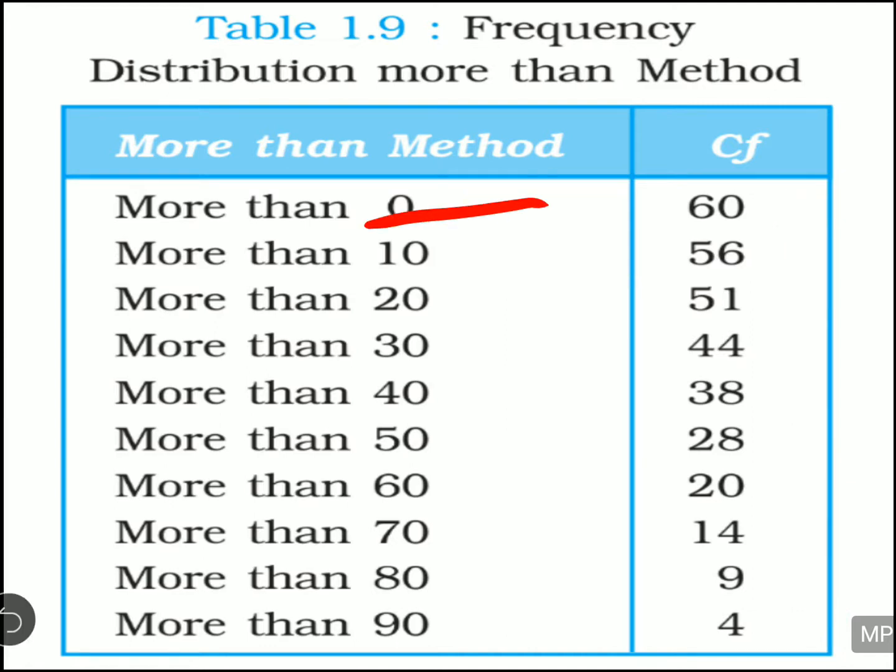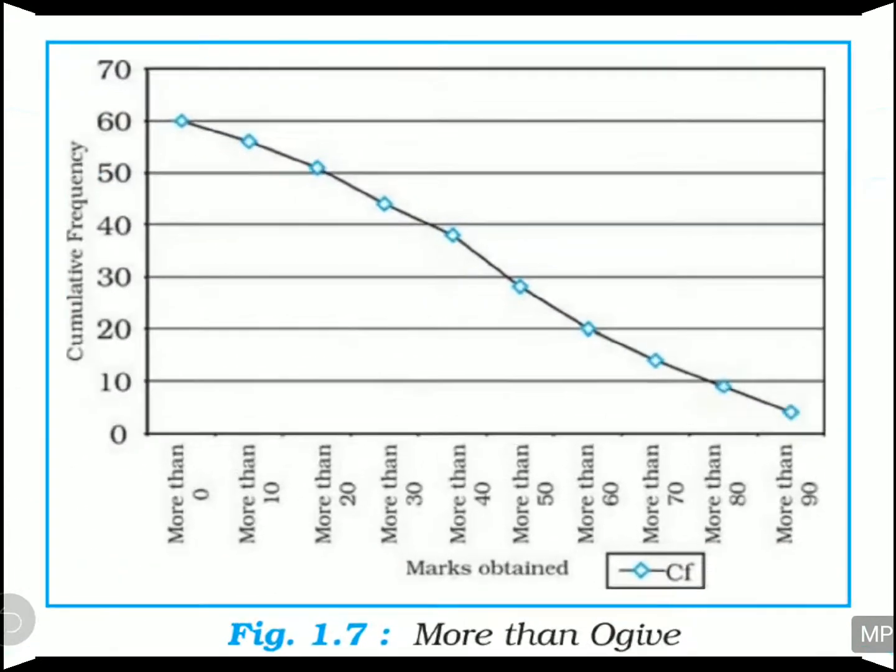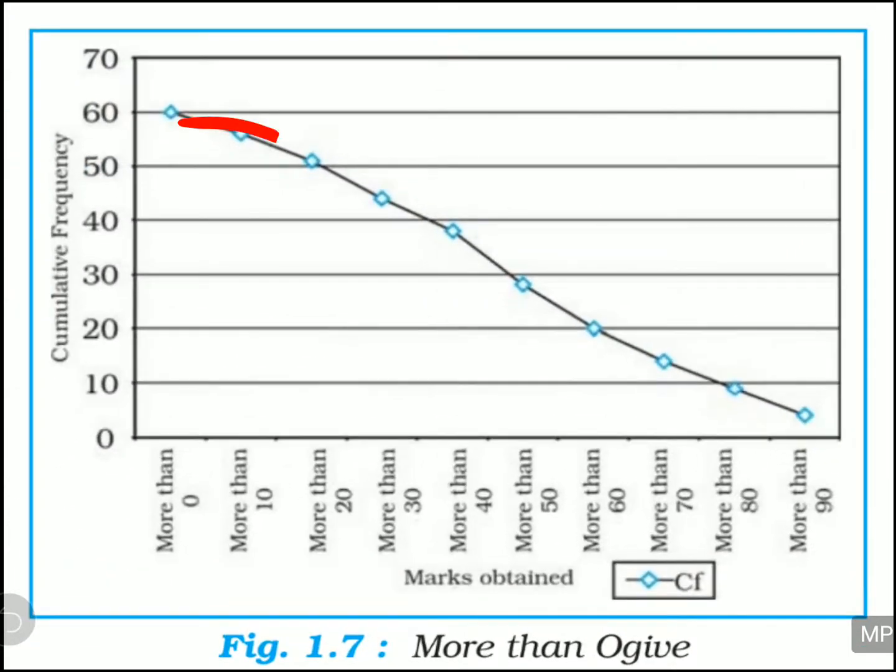Because more than 0 means, what are the numbers which are more than 0? All the numbers are more than 0. So 60 will be written here. Then how many numbers are more than 10? Then 56 will come this way. So here the cumulative frequency is written in a reverse way. Alright, and then you plot this frequency on a graph, and you will get a curve, and that will be a declining curve.